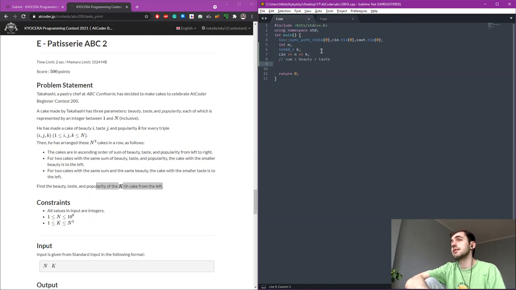Let me think. I can definitely count how many cakes there are with every given value of the sum of these three parameters, because it's like triangular numbers, I don't know, 1, 3, 6, 10, etc. So that's clearly computable. And if I can compute this, I can actually do a linear scan, but I can also binary search for the value of sum, and then for beauty, and then for taste, or we can do everything at once. Am I right? Yeah, I think I am. Everything should be fine with longs.